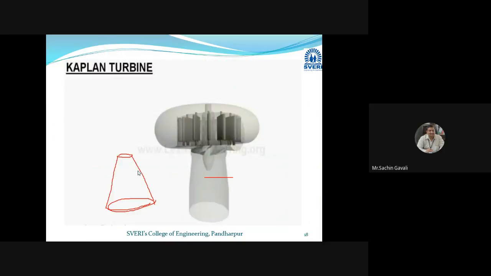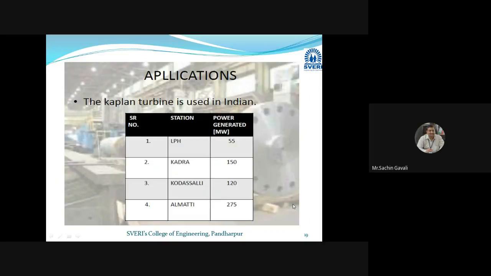So this is the Kaplan turbine simulation view. The draft tube, I think last time we were introduced to it, this is a draft tube. Now applications of the Kaplan turbine in India: Ladakh, Kadra, Kodasalli, Almaty, and in Maharashtra also, at Radhanagri Dam, a Kaplan turbine is installed.